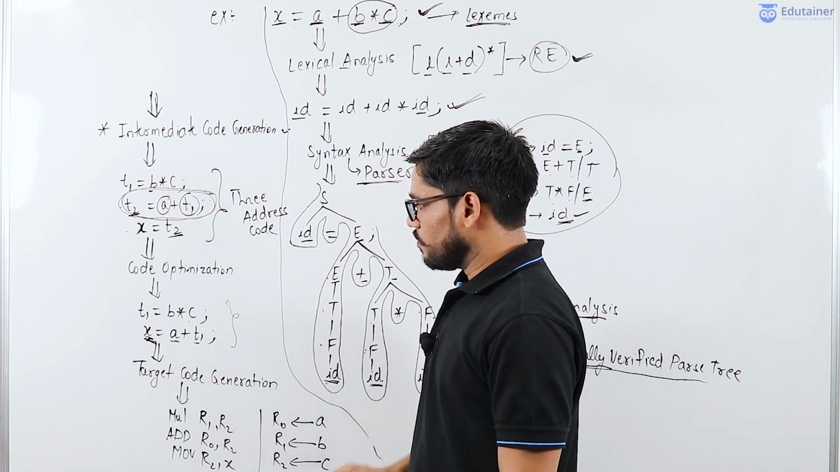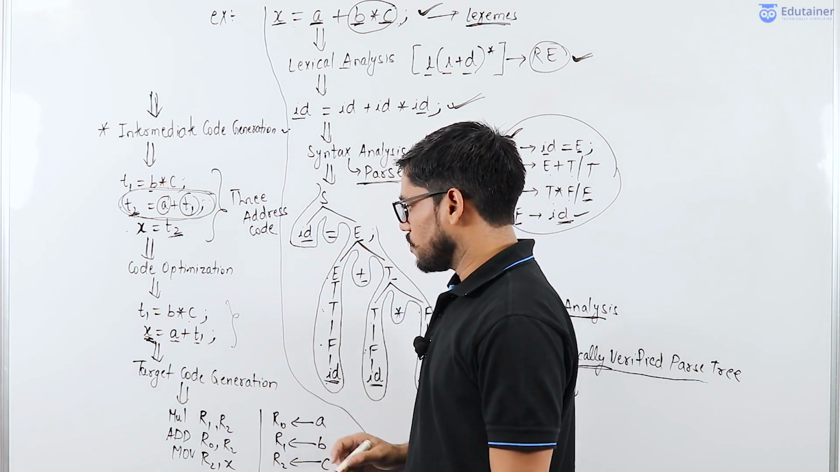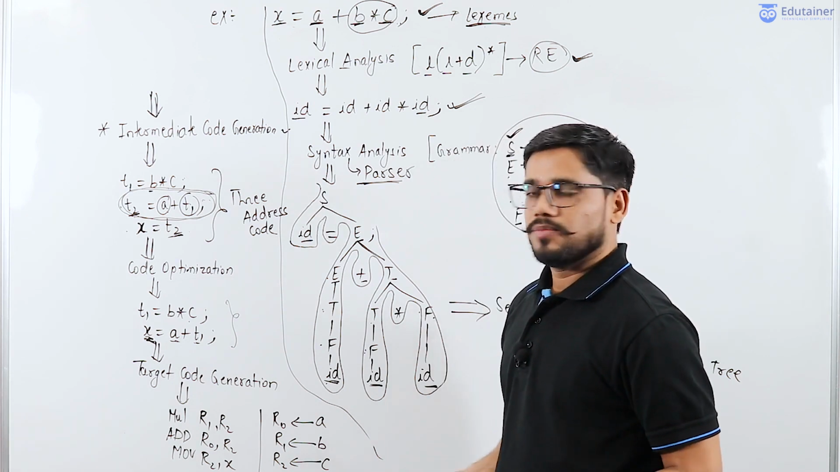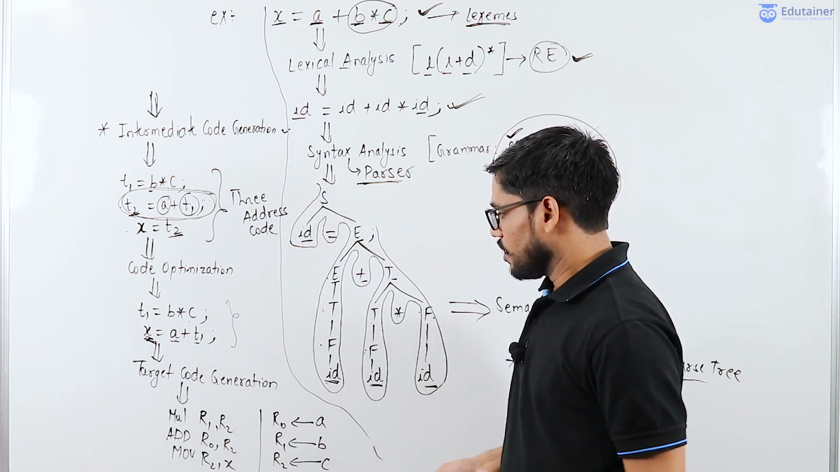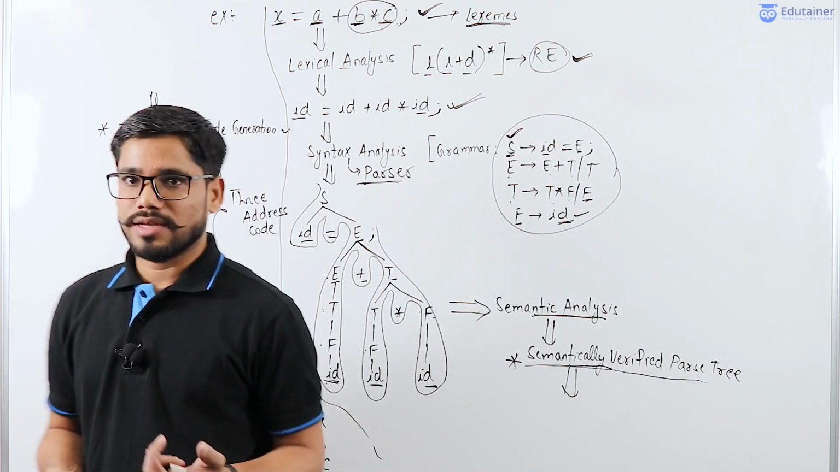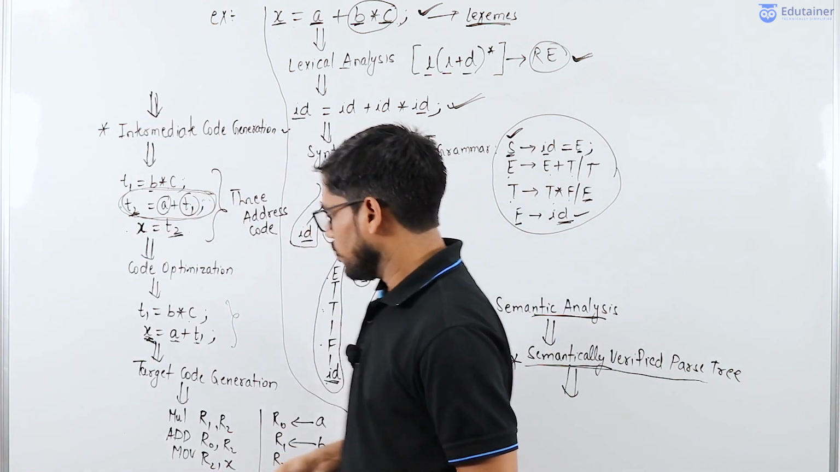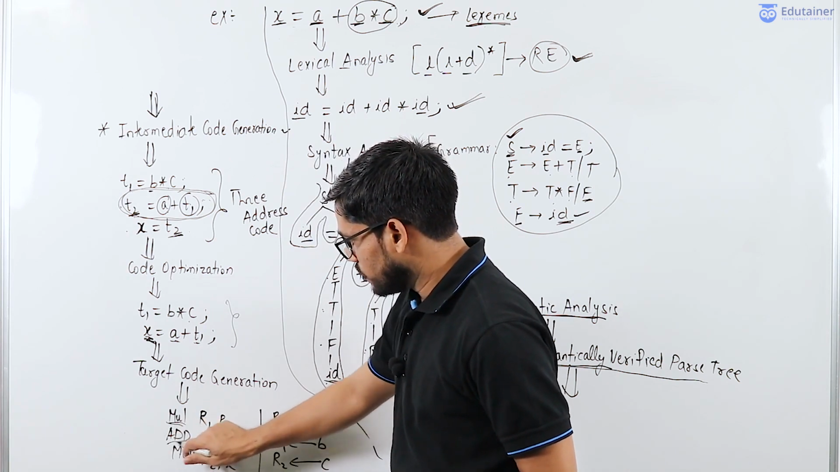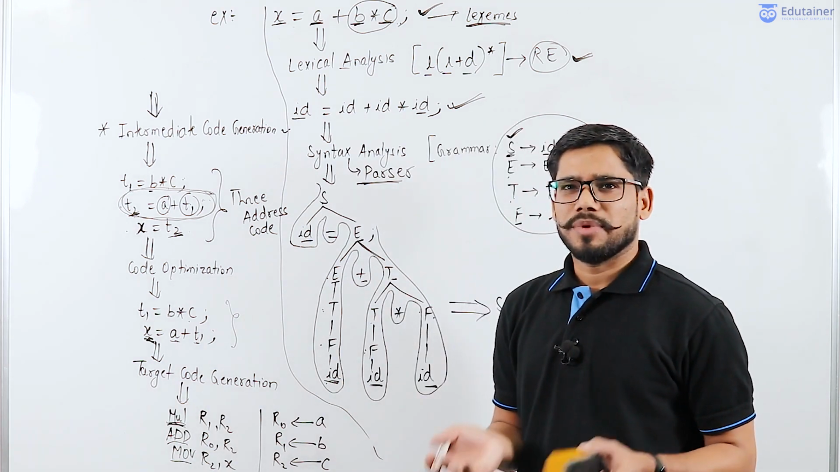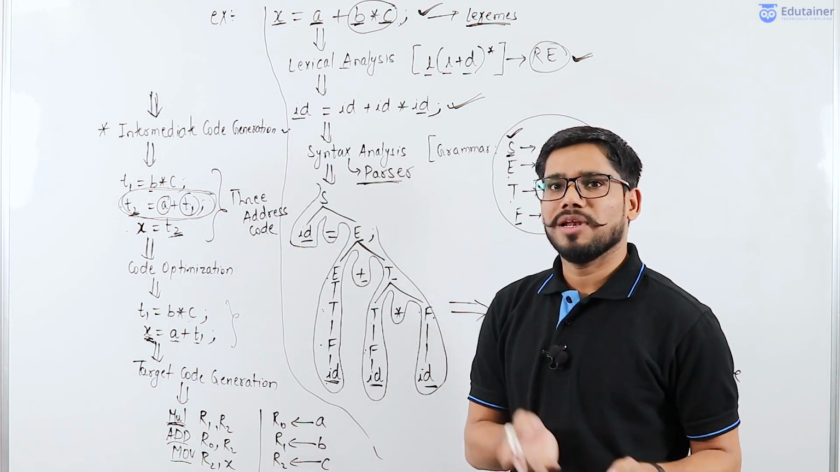This optimized code will be passed to the target code generation. The target code generation converts it into assembly language code. So in assembly language code, the code looks like maybe jump, multiplication. The keywords add, move, multiplication, jump, call are basically used in assembly language code.